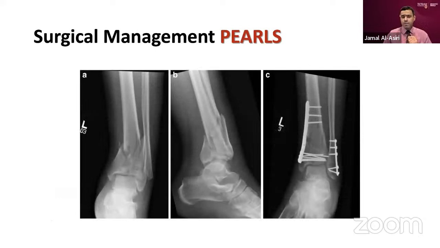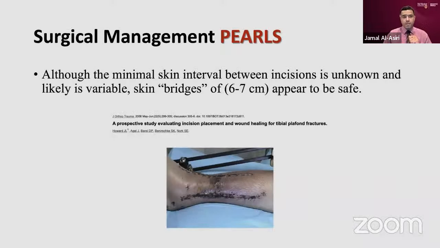As we see in this example, this is a distal Pilon fracture that is in varus. You need to put the plate on the medial side to overcome that varus deformity. We'll talk about the second pearl here. Although the minimum skin interval between the incisions is unknown and likely variable, skin bridges of 6 to 7 centimeters appear to be safe in multiple studies, including Dr. Howell's study in 2008.